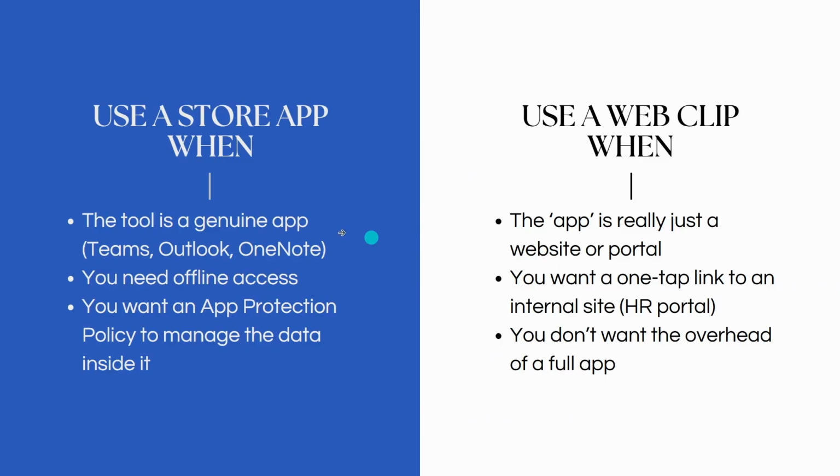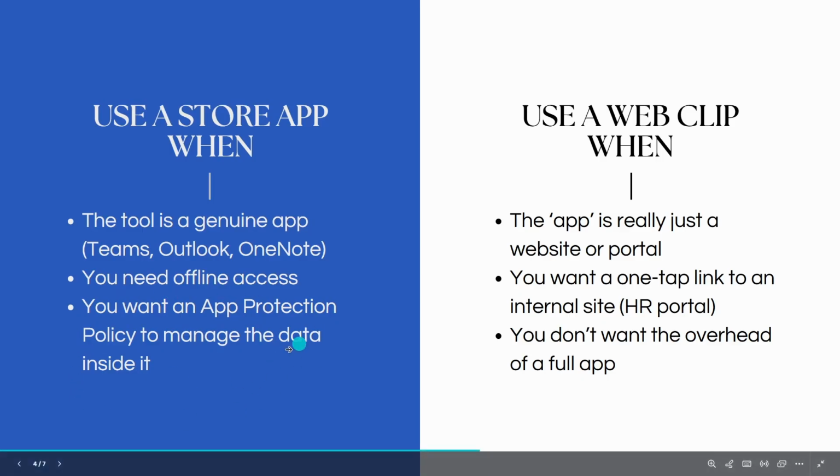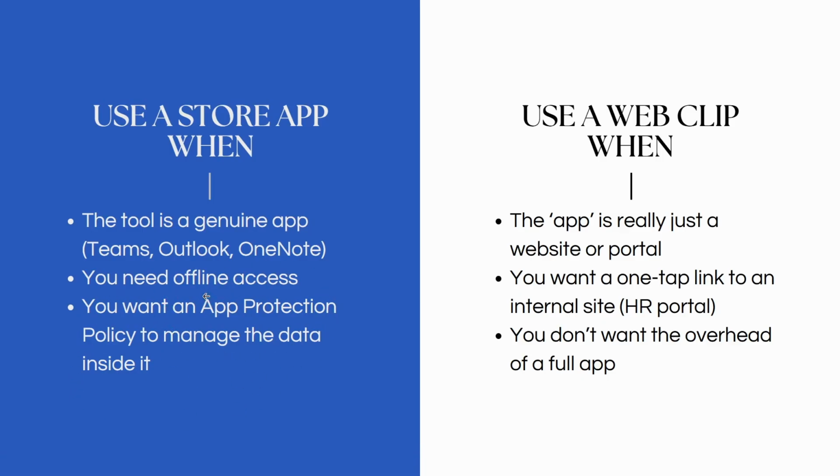So when would you select a store app and when would you select a web clip? Here's the rule of thumb I'll give any new admin based on my experience. Go with the store app route when the thing you're delivering is genuinely an application like Teams, Microsoft Outlook, and OneNote. Something with real features, something people might use offline, and something you might later want to wrap in an application protection policy to control copy paste or stop work data from leaking.